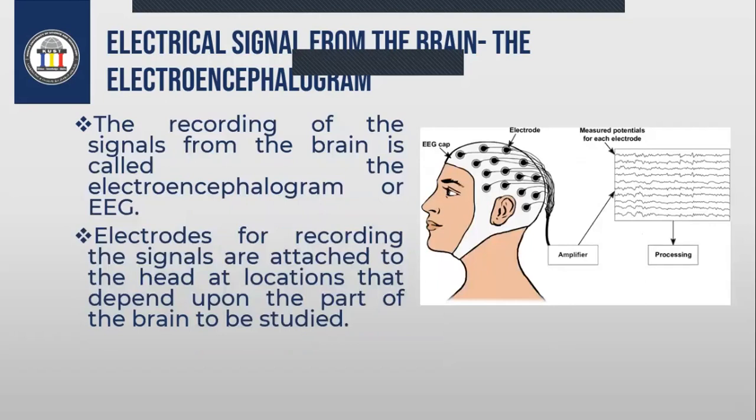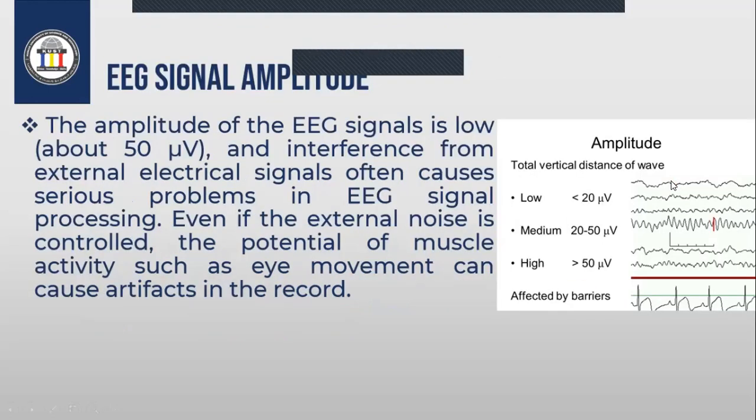In terms of recording the signal from the brain, it is called the electroencephalogram. The electrodes for recording the signal are attached to the head at locations that depend upon the part of the brain that you are studying. So depending on which part you record, you will get a signal like this. And the signal from the brain is low, about 50 microvolts.